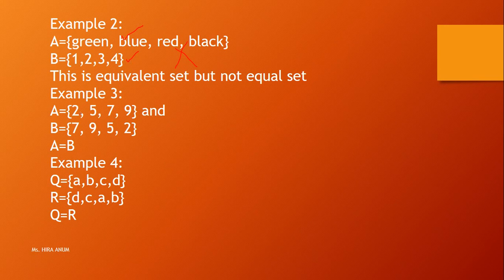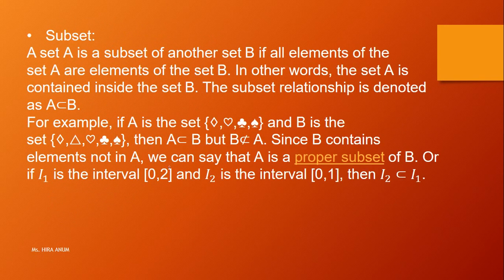Example number 3. A equals 2, 5, 7, 9. B equals 7, 9, 5, 2. You can see the values are the same: 2, 2, 5, 5, 7, 7, 9, 9. This is an equivalent set and an equal set. We have example number 4. A equals ABCD and Q equals DCAB. Is this an equivalent set or an equal set?